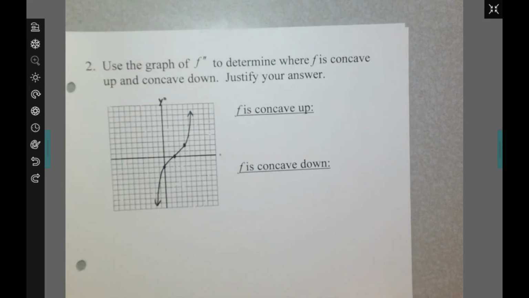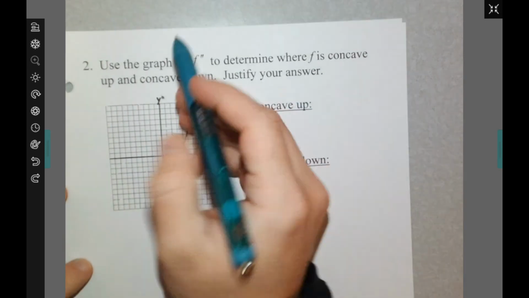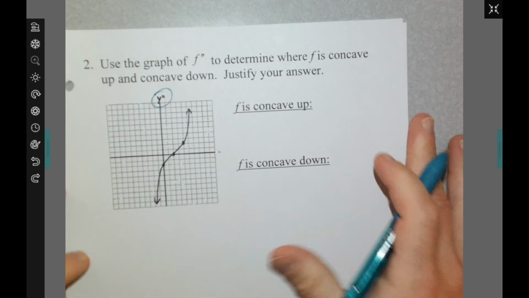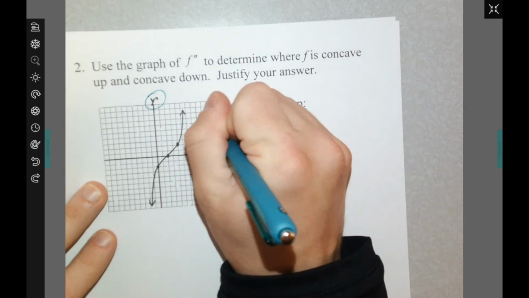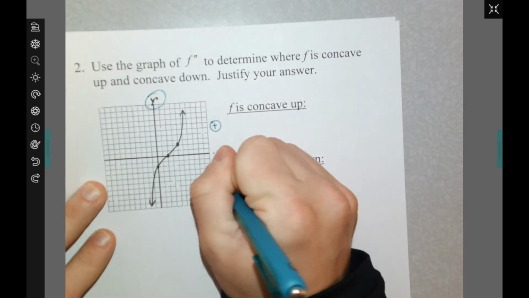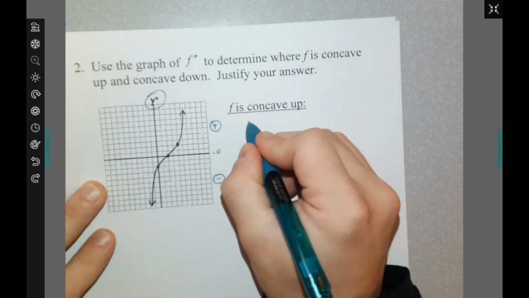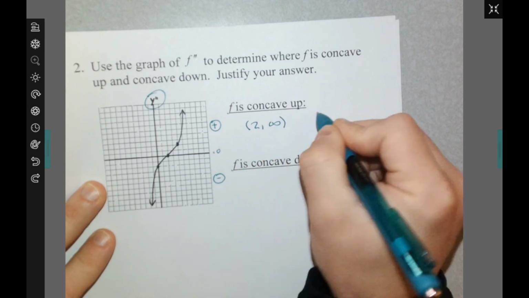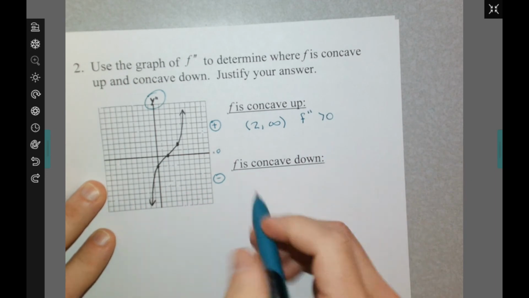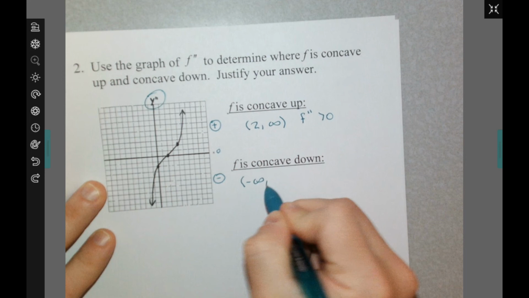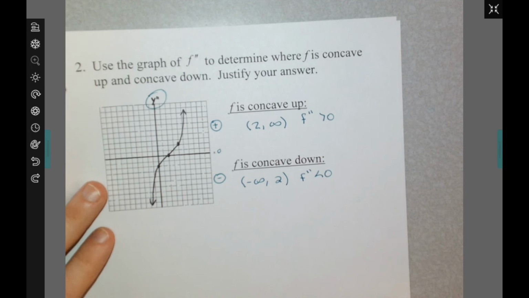Okay, so we're going to use that information to answer whether the function is concave up or down. So here they give me a second derivative graph. We want to determine concave up or down for the original function f. This is where we go positives are up top, 0 on the x, negative down below. So we're going to be concave up. Here's my key point right here, 2, for 2 to infinity. Our justification, second derivative is positive. We're going to be concave down from negative infinity to 2. And our justification for that is the second derivative is negative.